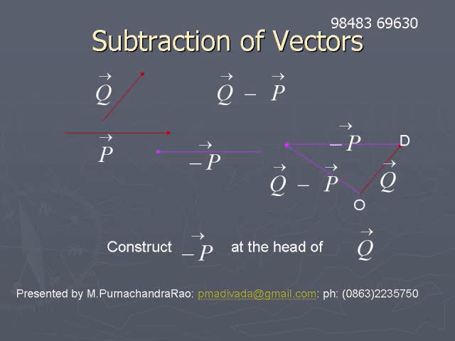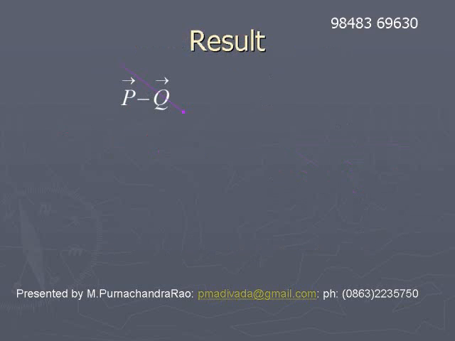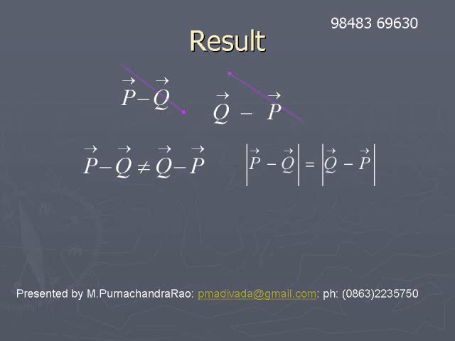Now this is q bar minus p bar. This is how we construct q bar minus p bar. That means we add minus p bar to q bar, then we will get q bar minus p bar. If we compare the figures of p bar minus q bar and q bar minus p bar, we notice them to be of same magnitude but opposite in direction. Such a pair of vectors are called anti-parallel vectors. If the directions are opposite and magnitudes are equal, they are anti-parallel vectors.